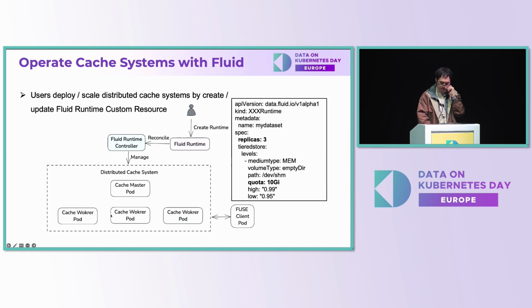Cache worker is a component to manage the cache data, while the cache master is a component to do service discovery and metadata management for the whole distributed cache system. Once you submit a Fluid runtime, Fluid will help you set up the distributed cache system. You can scale out the cache system when you want more capacity, and you can also scale it in when you think you don't need it anymore.